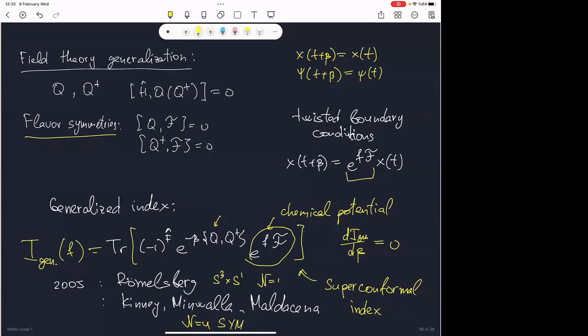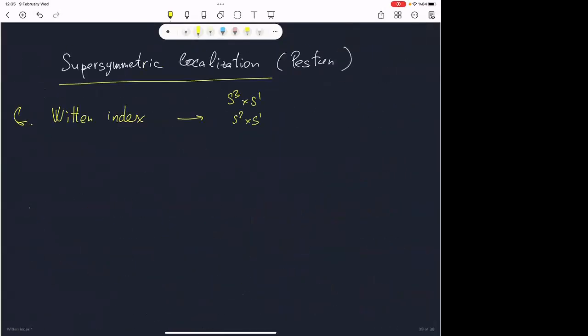This is some modern stuff about the index. There are a lot of results now. People have computed this generalized index for many theories, in quantum mechanics too. So there are a lot of results, I mean for the generalized one, of course.